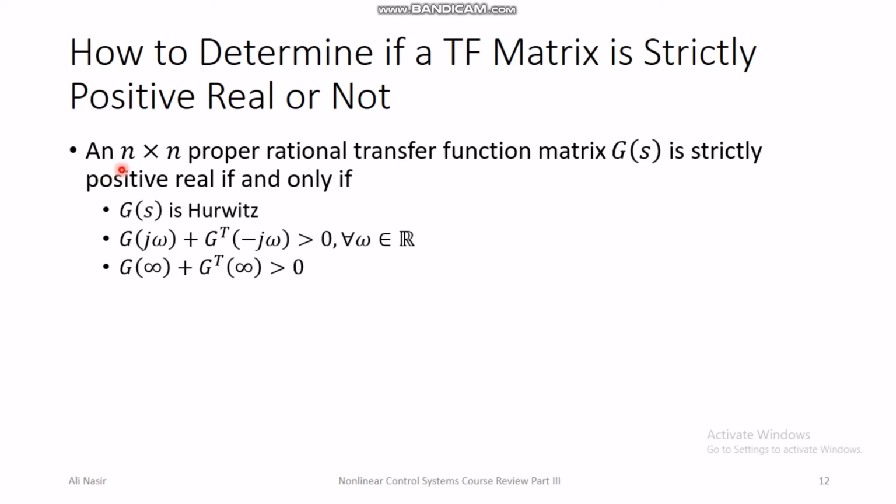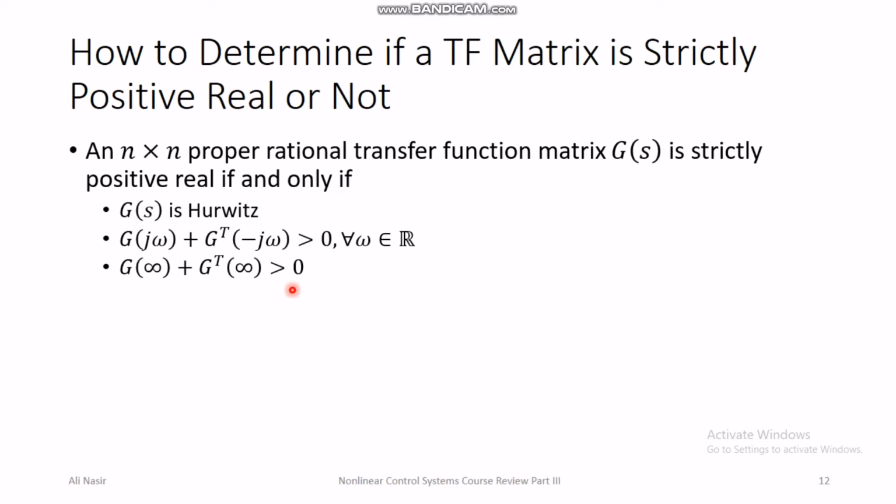An n cross n proper rational transfer function matrix GS is strictly positive real if and only if GS must be Hurwitz, all of its poles must be in the open left half plane, and G of j omega plus G transpose of minus j omega must be greater than 0 for all values of omega, and G of infinity plus G transpose of infinity must be positive definite. So if these three conditions are satisfied by a transfer function matrix, then we would say that it is strictly positive real.